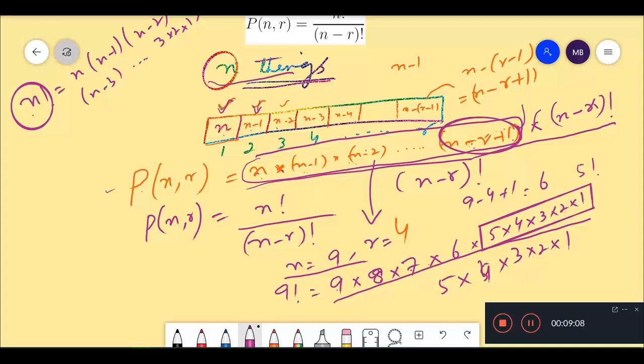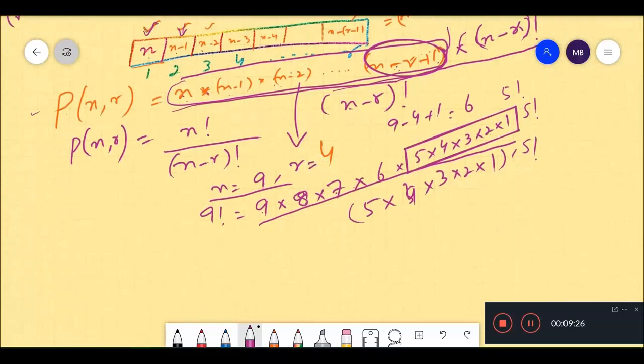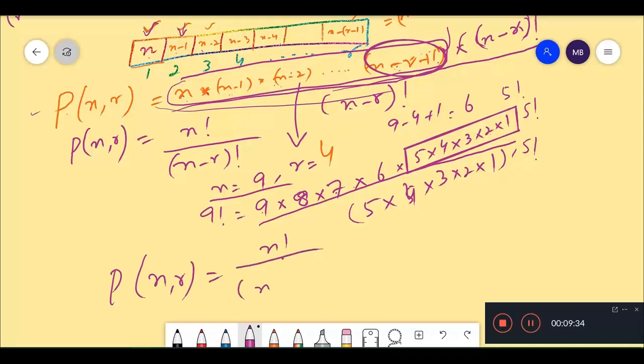Same I have done here. n is 9, r is 4, 9 minus 4 is 5. I have multiplied it with n factorial, and I have also divided it with this n factorial. So this is 5 factorial and this is 5 factorial. So that is what I am doing in this formula. So finally I got P of n comma r is equal to n factorial divided by n minus r factorial. So that is the formula. Now let us take some examples to understand this formula and how to use it to solve some problems.